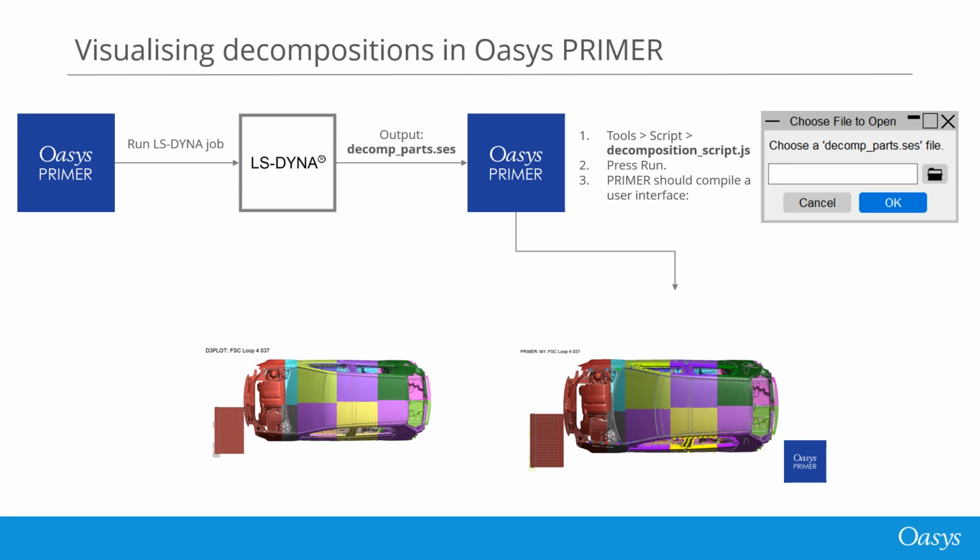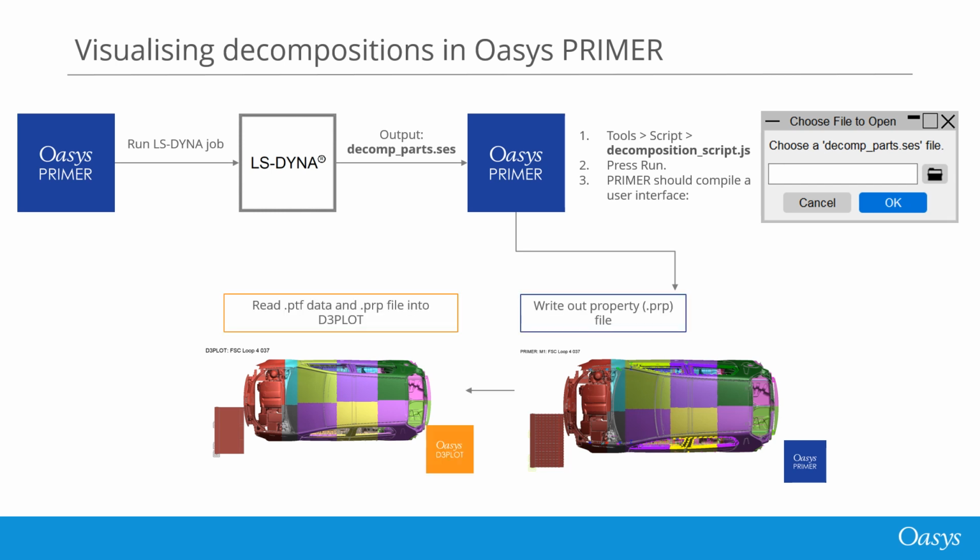You can also visualize this decomposition information in Oasys ggplot via the integrated pre-post session. Alternatively, you can also write out the properties files from within the Oasys primer and read it back in the ggplot, along with the PTF files, to visualize the decomposition groups. The decomposition colors can also be retrieved using a JavaScript that is released along with the Oasys suite.